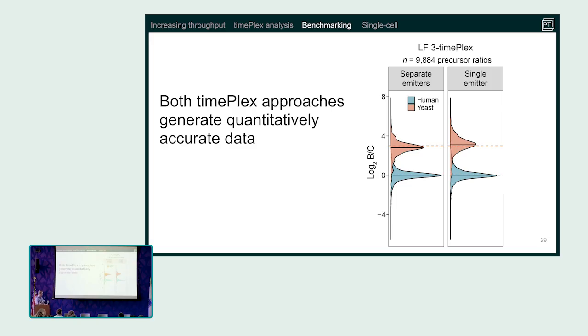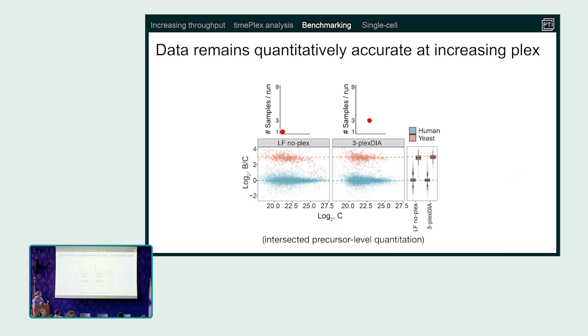Okay, so this is showing the quantitative accuracy for the separate emitters approach and also for the single emitter approach, suggesting both implementations give quantitative accuracy.